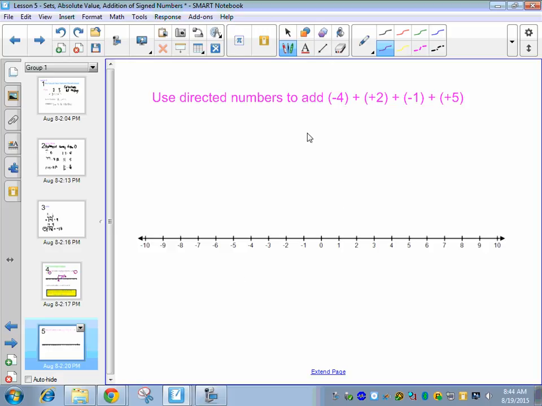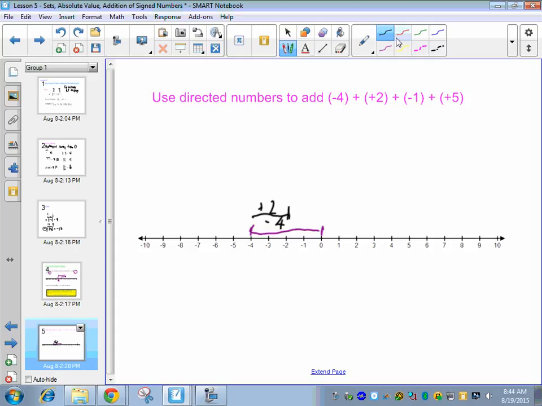Okay, so use directed numbers. We're going to use the number line again to add negative 4, negative 1, 2, and 5. So let's see, we're going to start at 0 again. It wants us to go negative 4, so we're going to go back 4 on the number line to negative 4. So then we're here. And now it's saying we want to add 2, so from negative 4, we're going to go up 2, and now we're at negative 2, right? So that's plus 2, this is minus 4. Okay, so now we're right here.